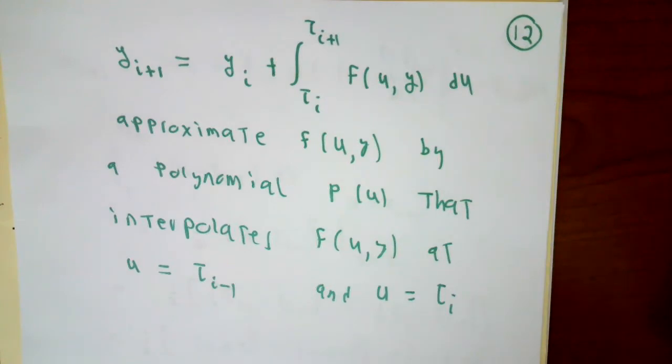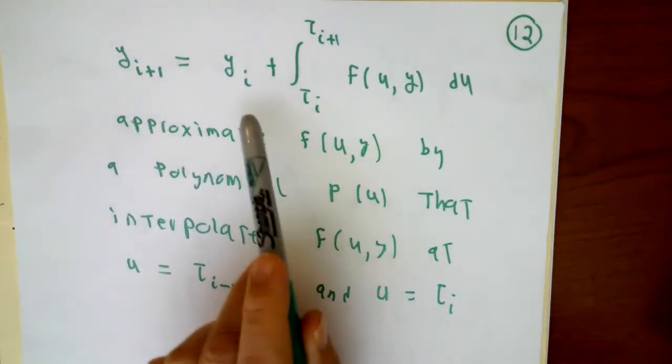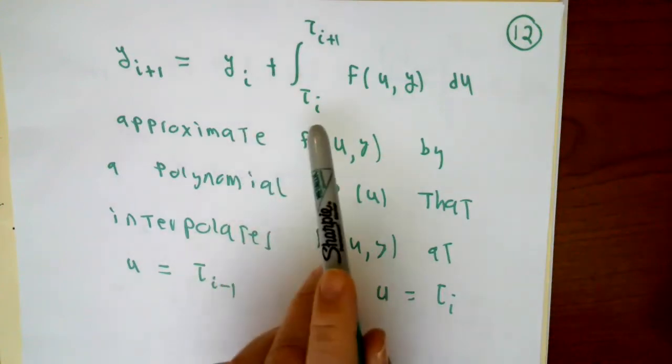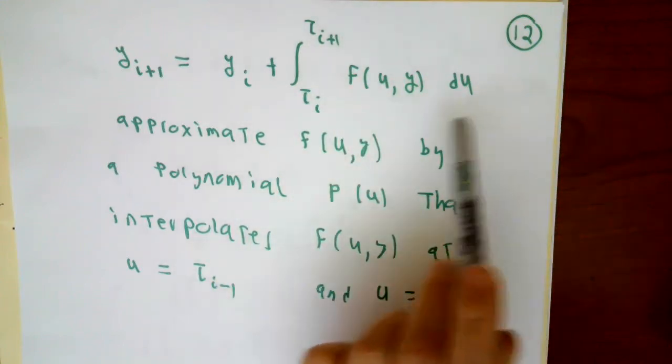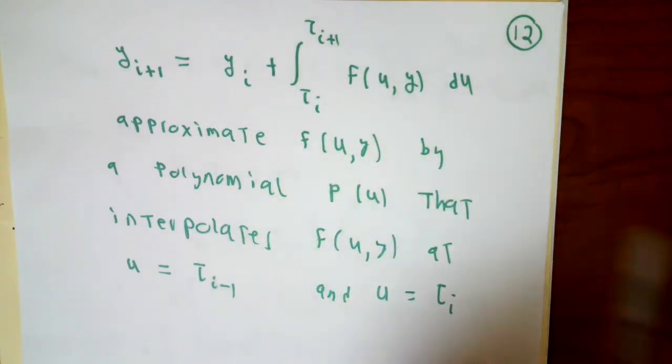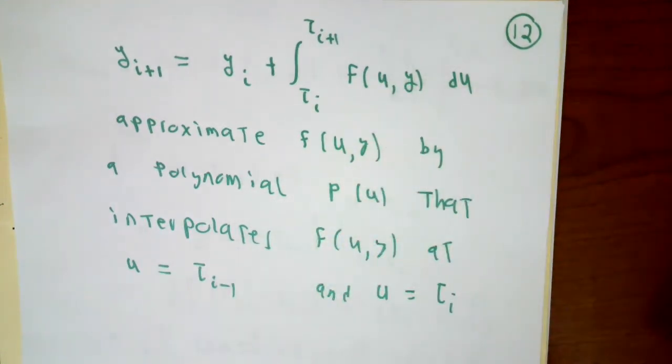Based on earlier discussions, it must be true that the true solution at time i plus 1 is the true solution at time i plus the integral from ti to ti plus 1 of f. I can't use the letter t in here or I'll get confused. I'll use u and y with respect to u. We're going to interpolate something. We're not going to interpolate the y, though. We're going to interpolate the f of t and y.